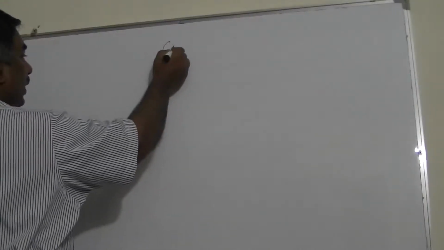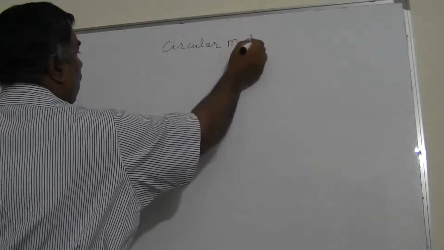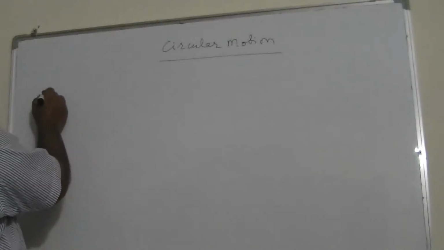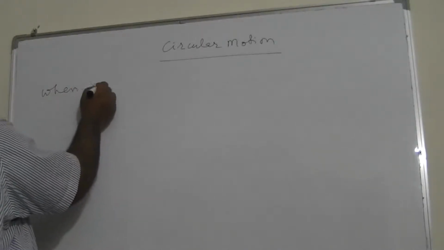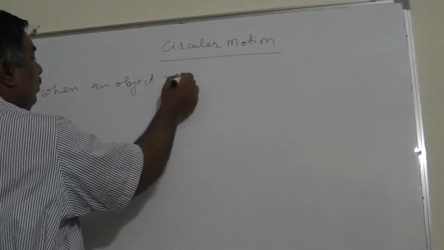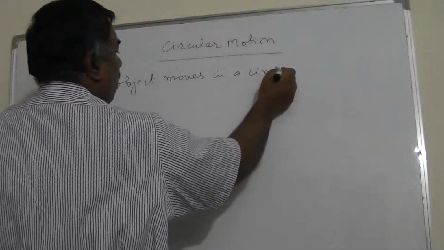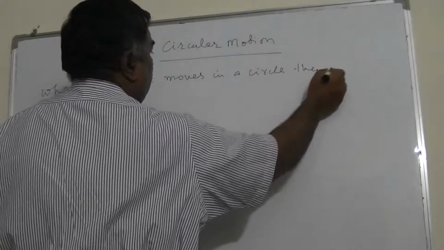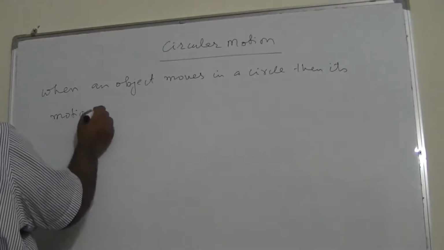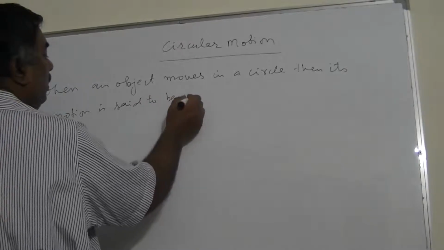We have to discuss the circular motion. Actually, what is circular motion? I can say when an object moves in a circle, then its motion is said to be circular motion.